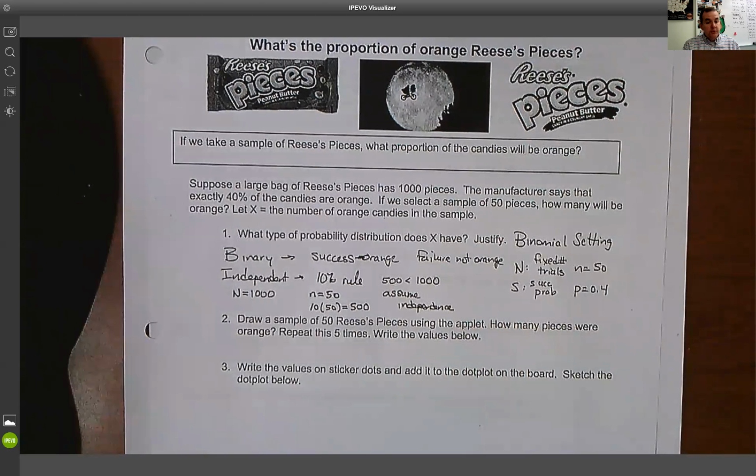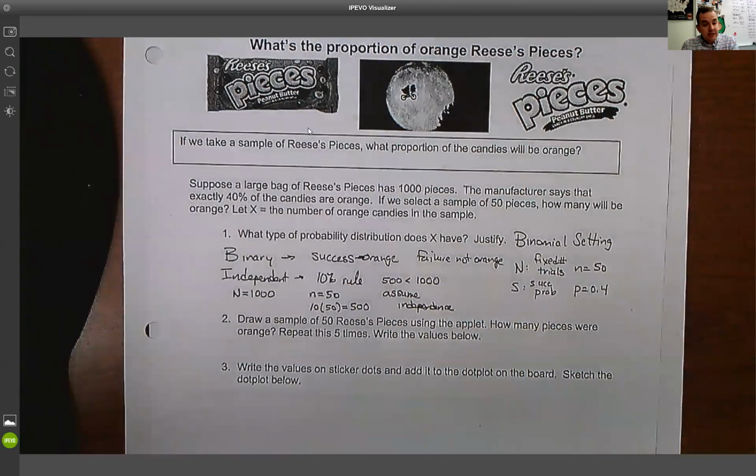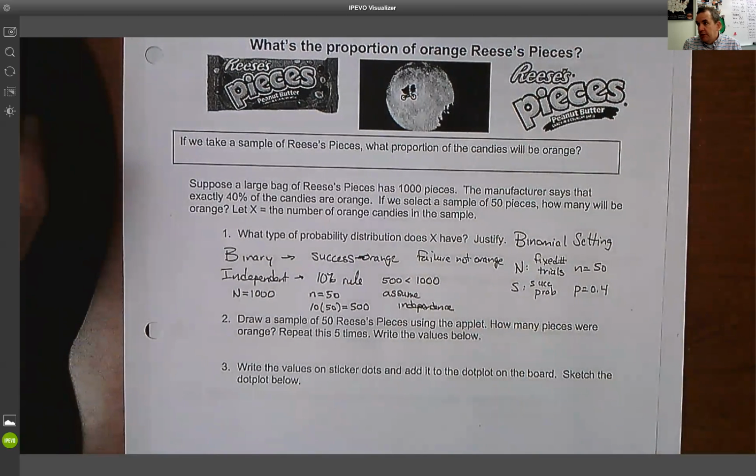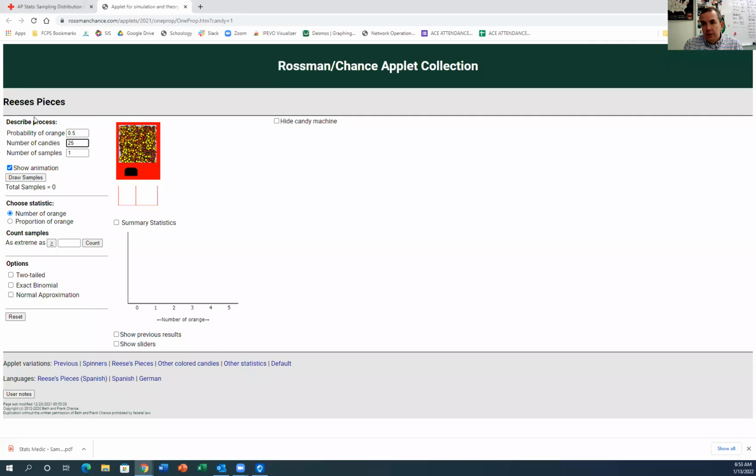So now I'm going to use a simulator online to do it. We're going to try and do this in class, and I think we'll use the calculator to handle it. But right here, the probability of a candy being orange is 40%. I'm taking 50 candies. I'm going to show you the animation, but I'll do it without animation next.